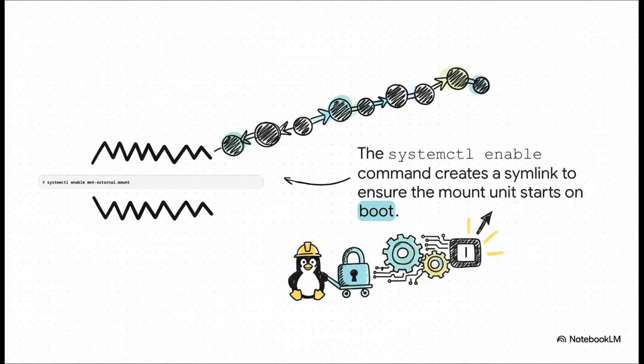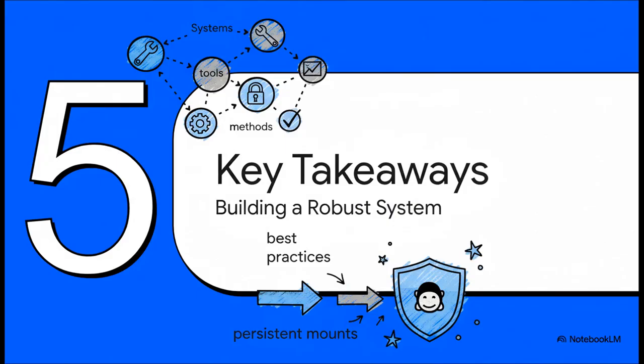What it's actually doing behind the scenes is creating a little shortcut, a symbolic link, that hooks your new mount unit right into the boot process. It ensures it gets started up every single time. Okay, that was a lot. We've talked about the problem, the tools, and a couple of different ways to get the job done. So let's boil it all down into a clear set of best practices for you to follow.